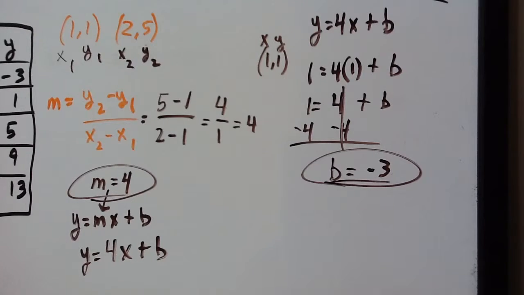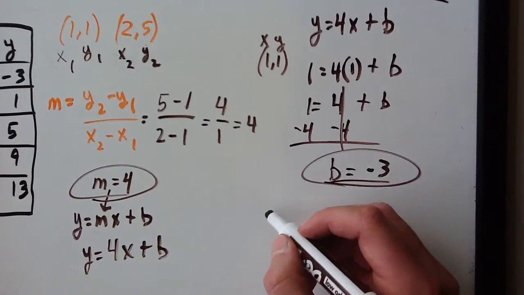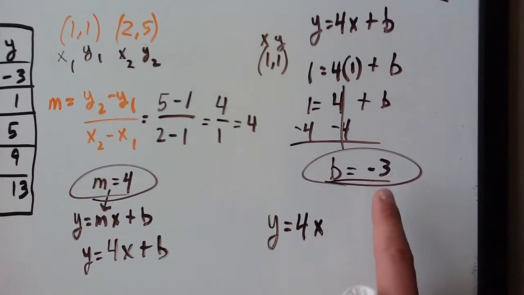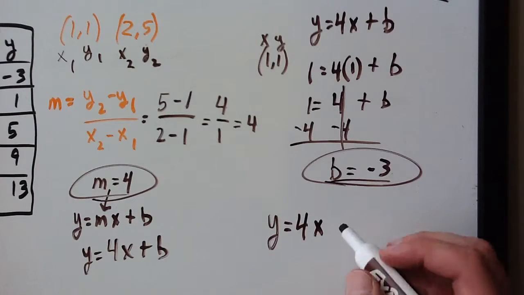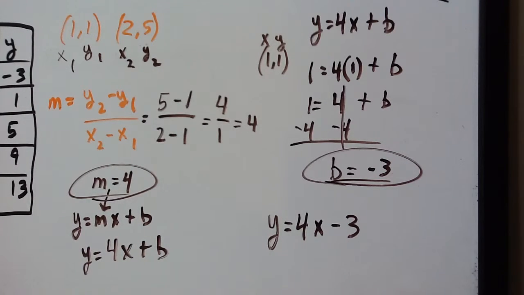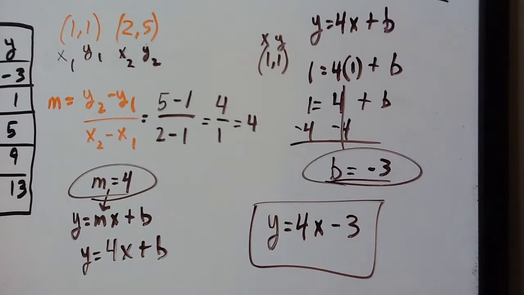Now I'm able to write my equation in slope-intercept form. y equals m, which is 4x plus b, and b is negative 3, so I don't need to write plus negative 3, I can just write minus 3. This right here would be my final answer. This is the equation in slope-intercept form.